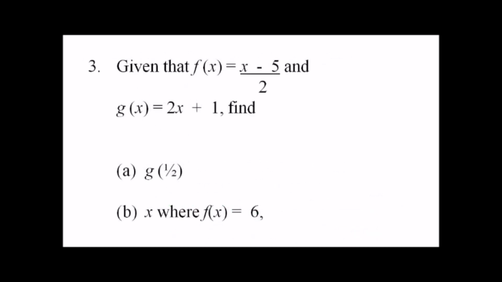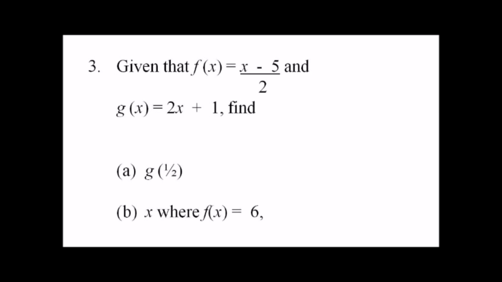And we move on to number 3. Given that f(x) = (x - 5)/2 and g(x) = 2x + 1, find (a) g(1/2) and then (b) x where f(x) = 6. So work those two quickly. I already told you how to work examples like this.